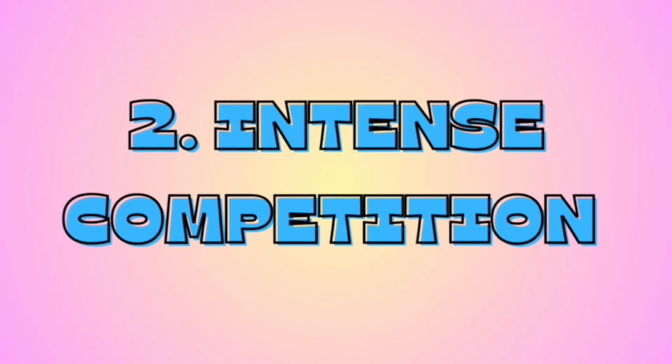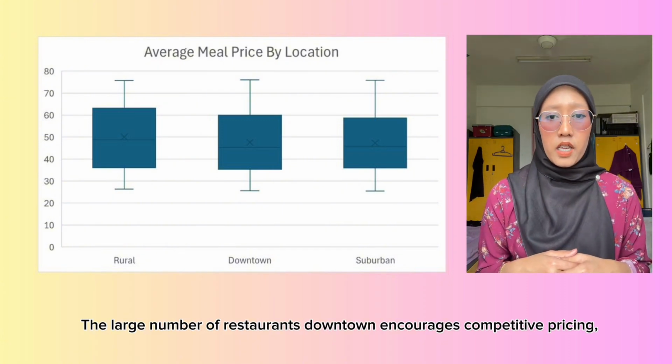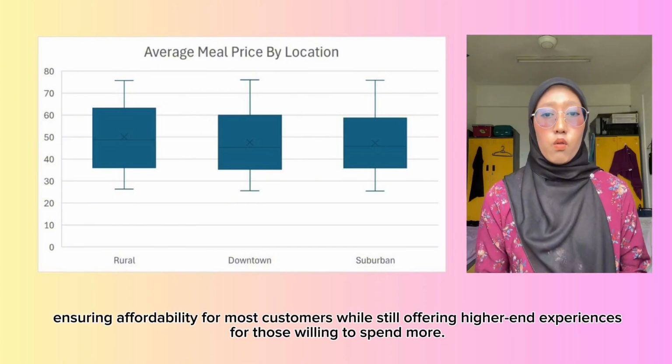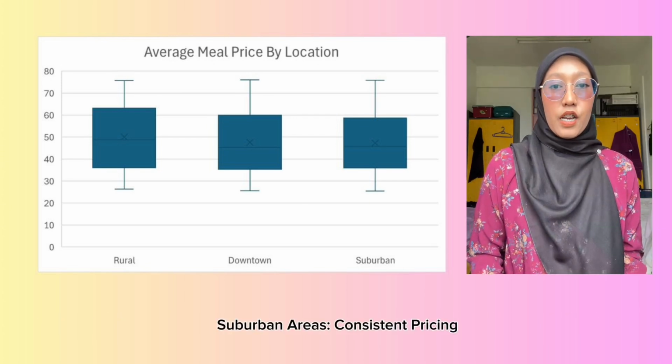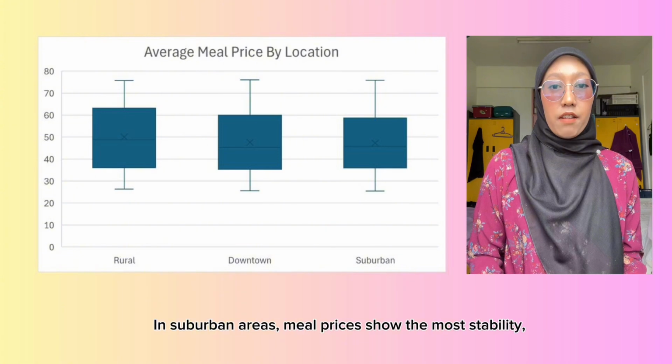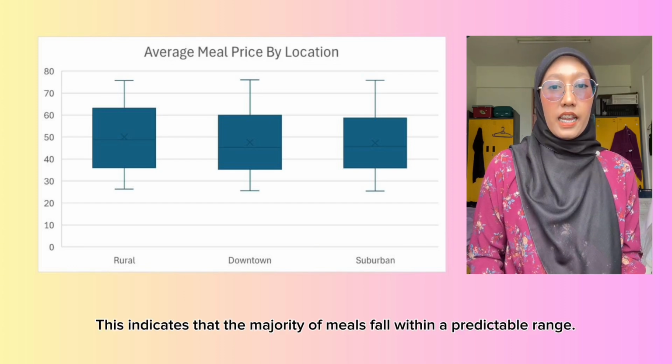The second factor is intense competition. The large number of restaurants downtown encourages competitive pricing, ensuring affordability for most customers while still offering a higher end experience for those willing to spend more. The last location is the suburban area. Consistent pricing. In suburban areas, meal prices show the most stability, with prices ranging between 34.28 and 73.65. This indicates that the majority of meals fall within a predictable range.